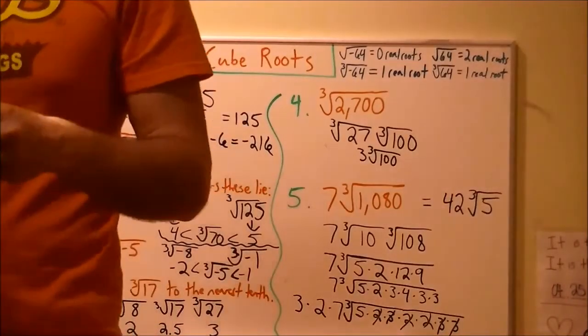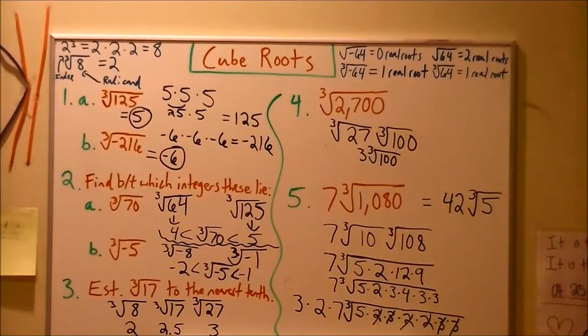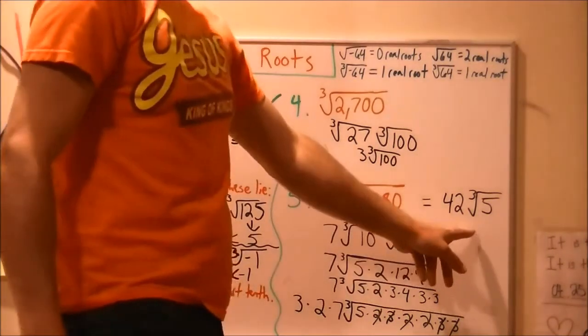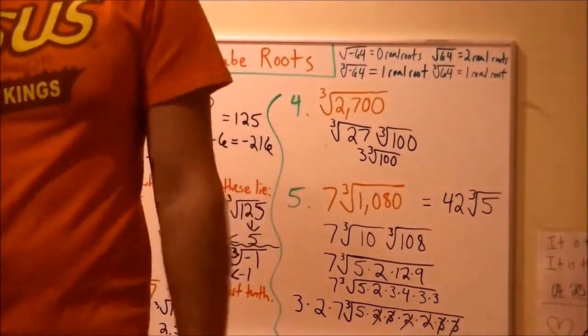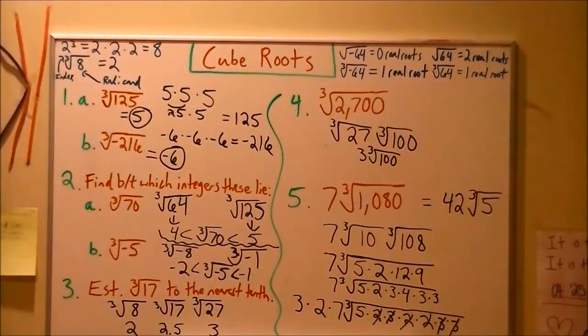Punching your calculator is going to give you a decimal, and that's an incorrect answer. Not because technically it's incorrect, but because it's not in standard form, and it's not asking you to put it in anything other than standard form. So our solution is going to be 42 times the cubed root of 5.